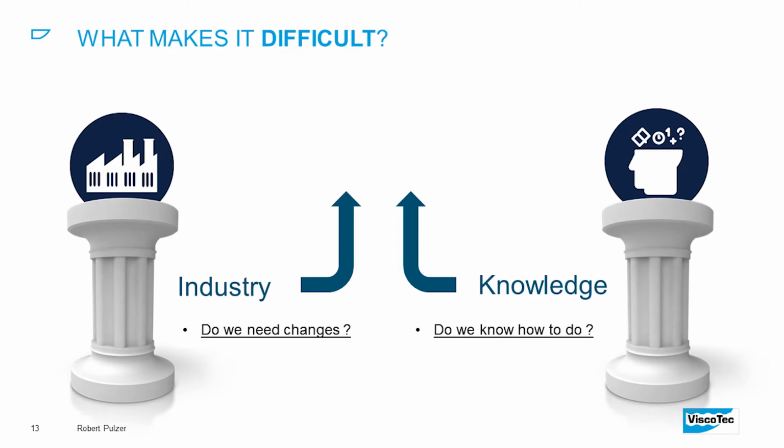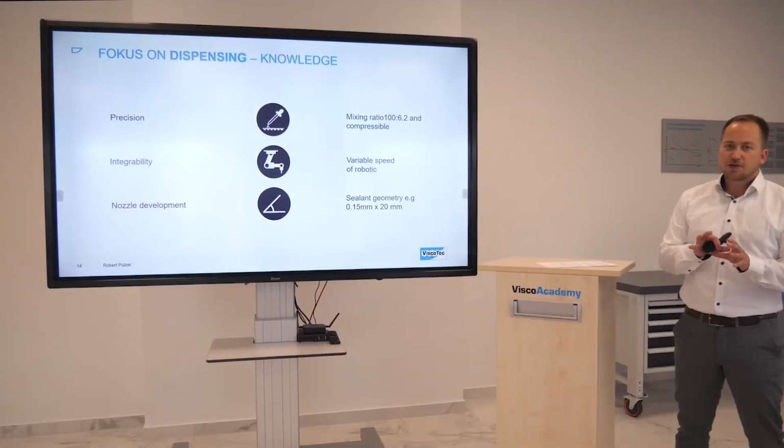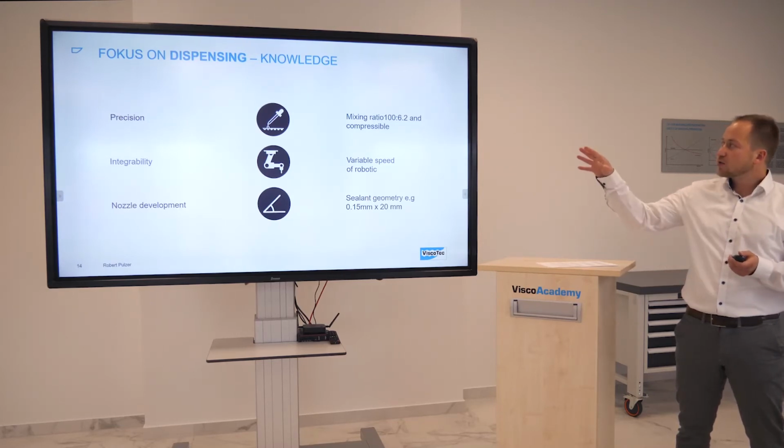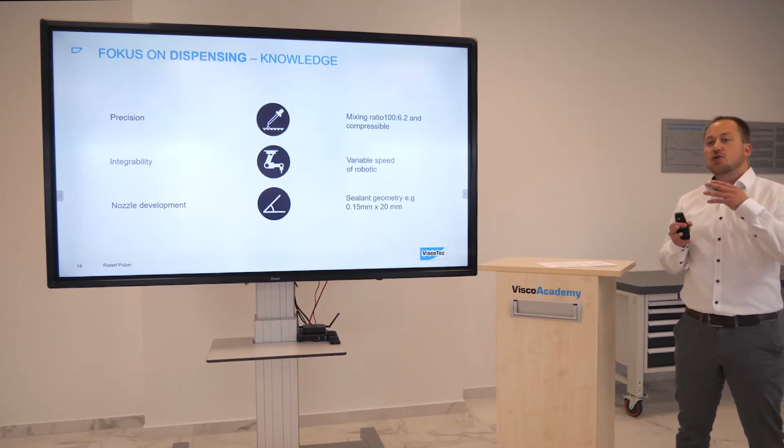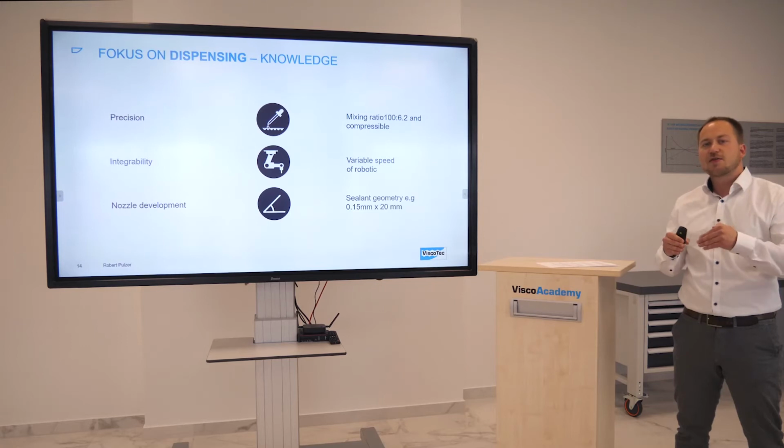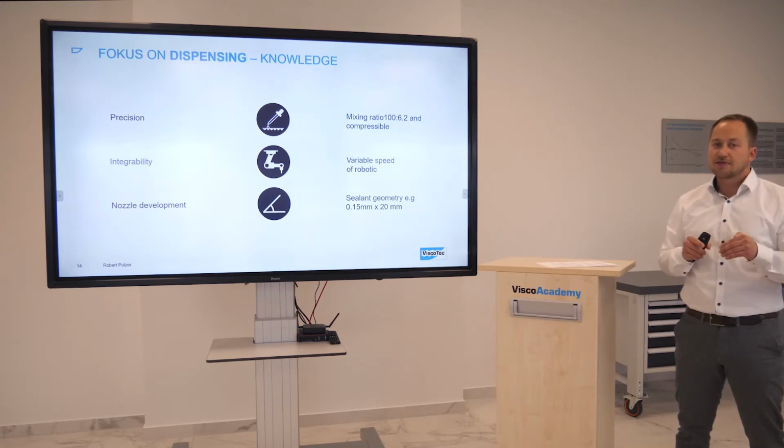First, on the industry side, do we need changes? Yes, when you need changes. Then the second question, do we know how to do it? And if you have a clear answer, then rethinking dispensing is useful. The dispensing system must be very, very precise. When you have a mixing ratio of 100 to 6.2, this is the mixing ratio of a special material, then you have to be able to dispense on a very high level, even if the material is compressible.